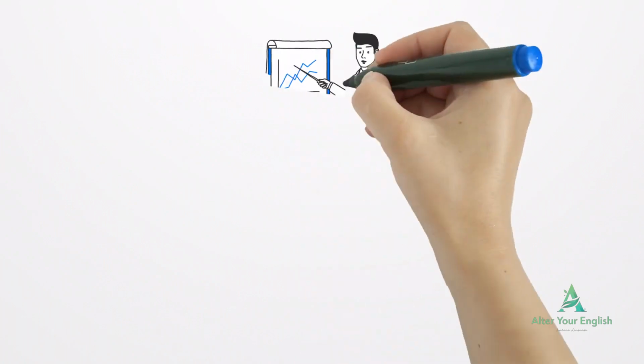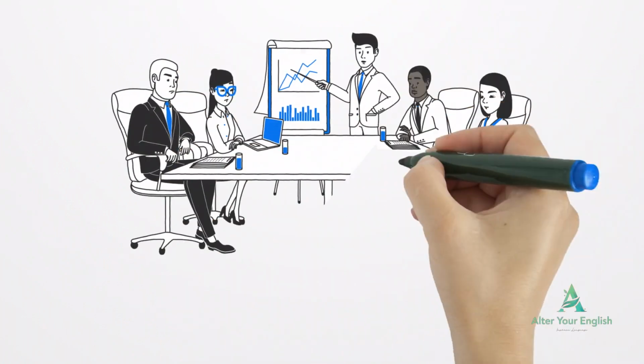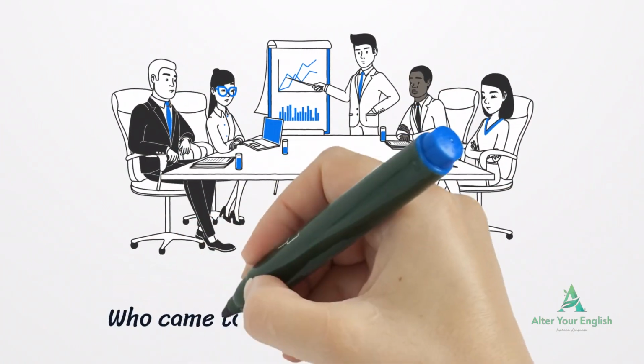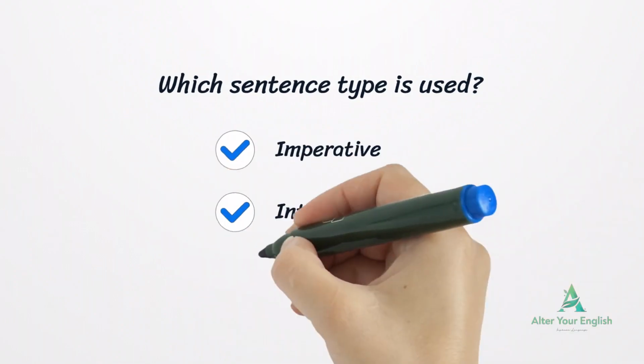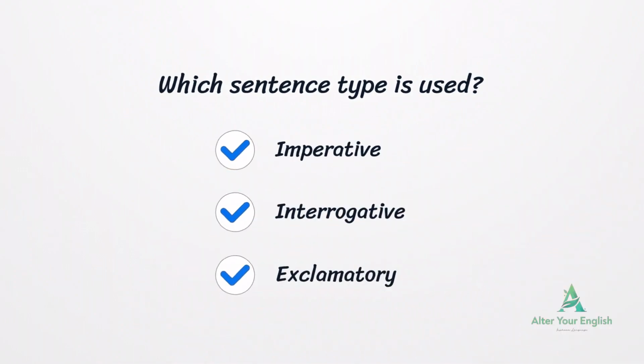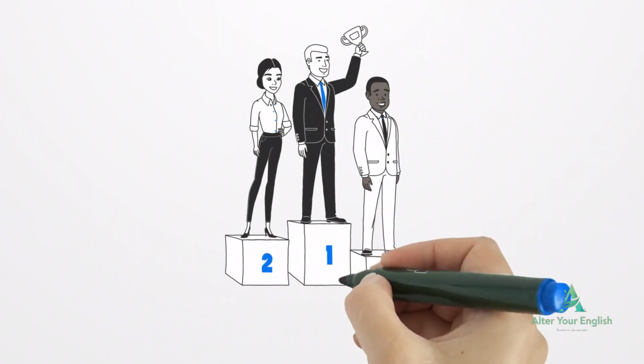Alright, next question is, who came to the meeting this morning? Which sentence type is used? Interrogative, imperative, or exclamatory? Now pause the video and think. The answer will be in the next slide. And the right answer is interrogative type of sentences.